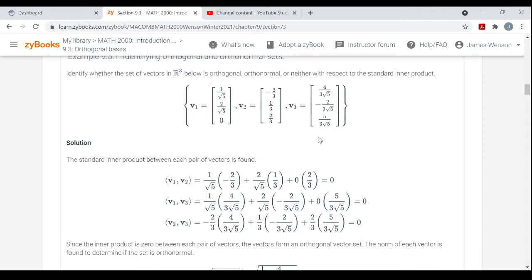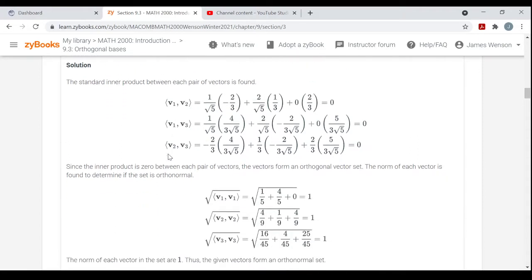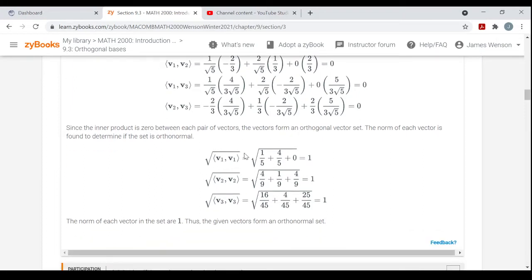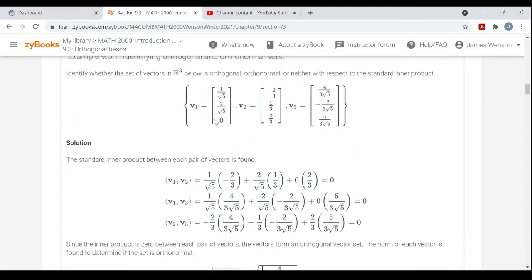Right, you got to do it for every pair of vectors. And then after they say, oh look, every pair of vectors is orthogonal, now the question is every vector a unit vector? So then they find the norm. Remember the square root of the inner product of a vector with itself. They find the norm of every vector is 1. Hey, look. So this is an orthogonal set, and since every vector is a unit vector, it's also called an orthonormal set. So every orthonormal set is an orthogonal set, but not the other way around, right? You can have orthogonal sets that aren't orthonormal.